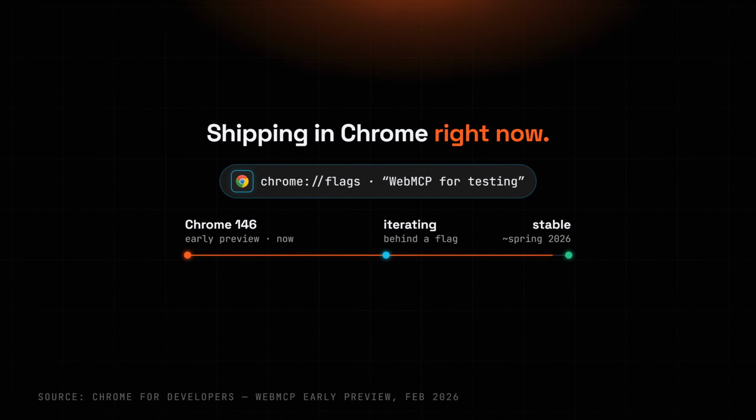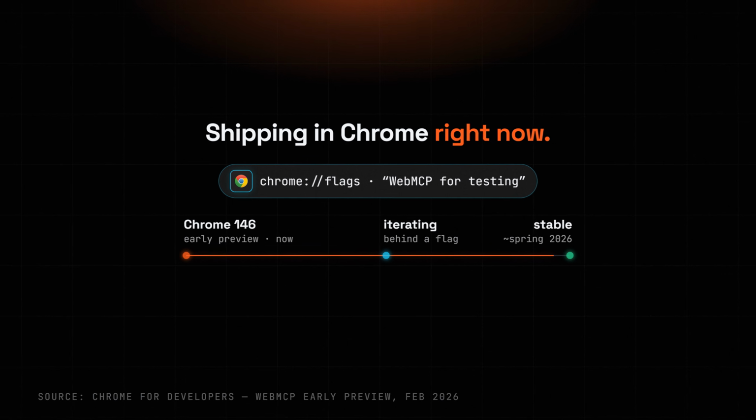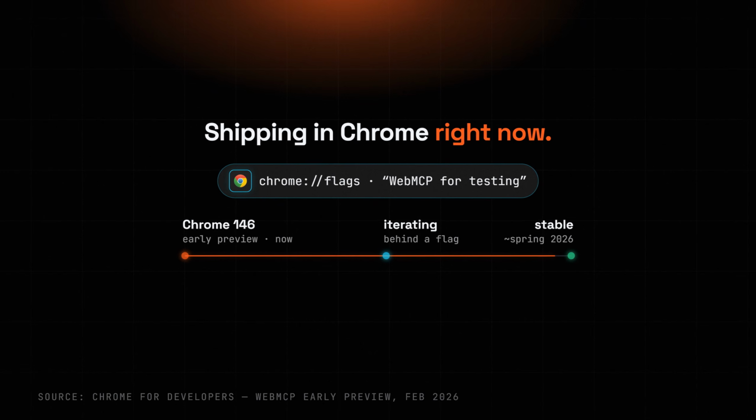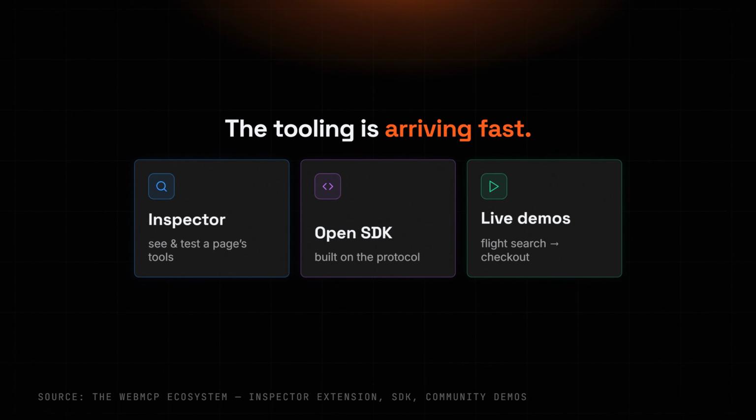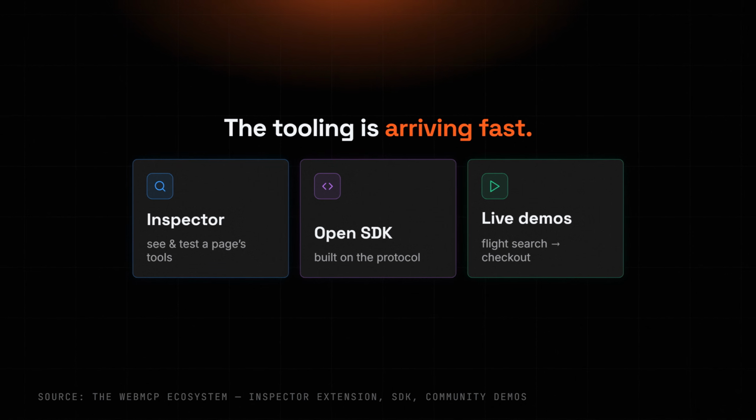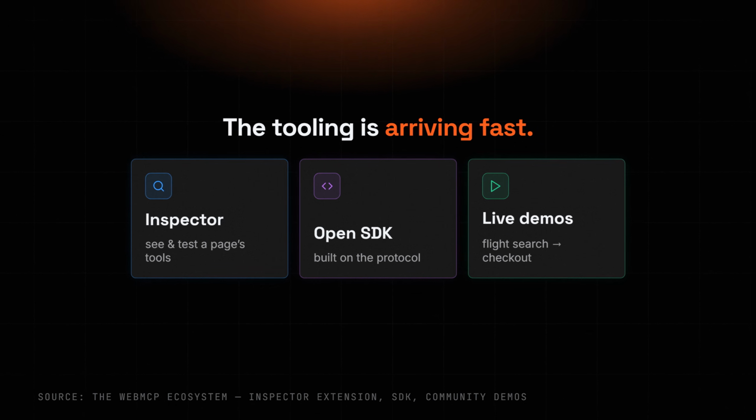WebMCP is an early preview in Chrome 146, behind a flag you flip on for testing, with a stable release expected around this spring. The agentic web is being wired up, quietly as we speak, and a small ecosystem is already forming around it. An inspector extension to see and test a page's tools, an open SDK built on the official protocol, and a community shipping live demos, from flight search to full checkout. The tooling is arriving fast.